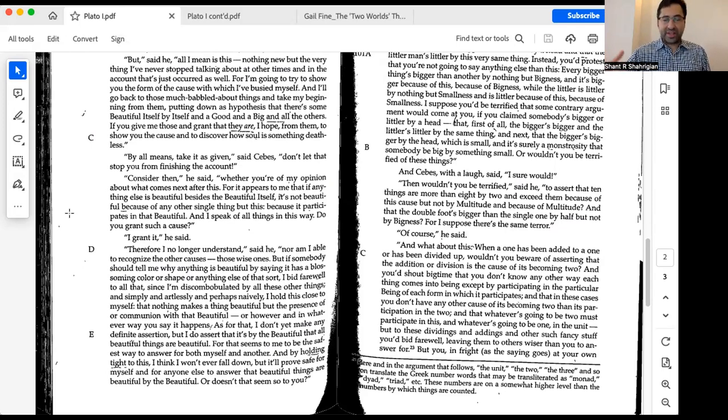You could only call it just to the extent that it has communion with the form, or however, in whatever way you say it happens. And it will presumably be unjust, a court proceeding, to the extent that it does not have communion with the form of justice itself.